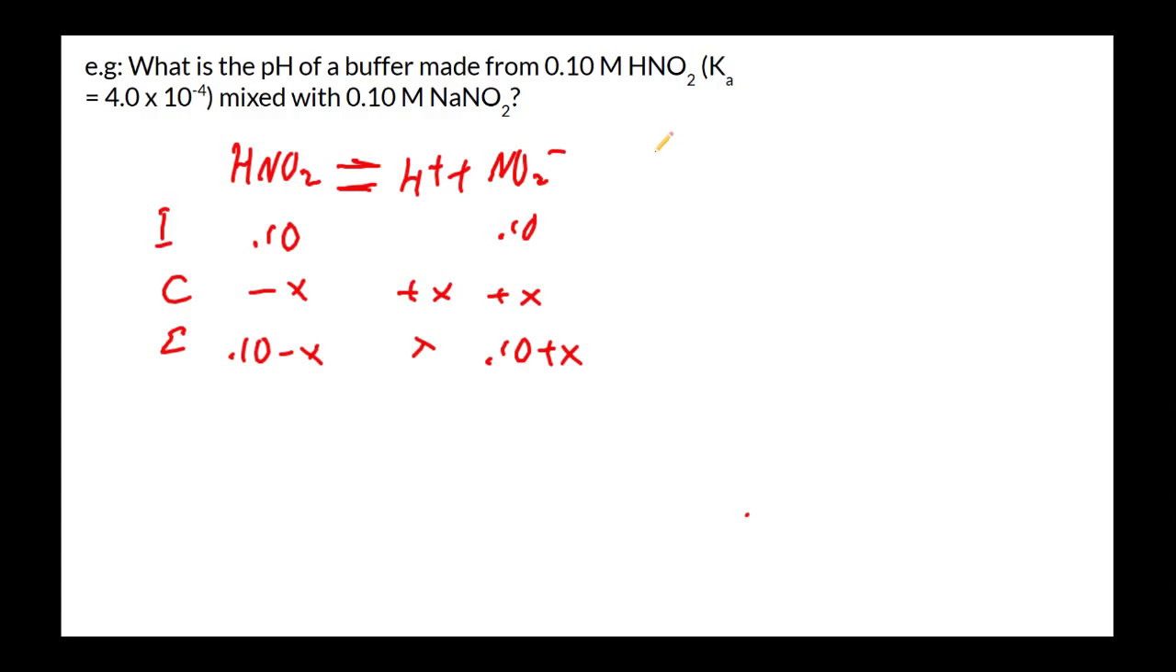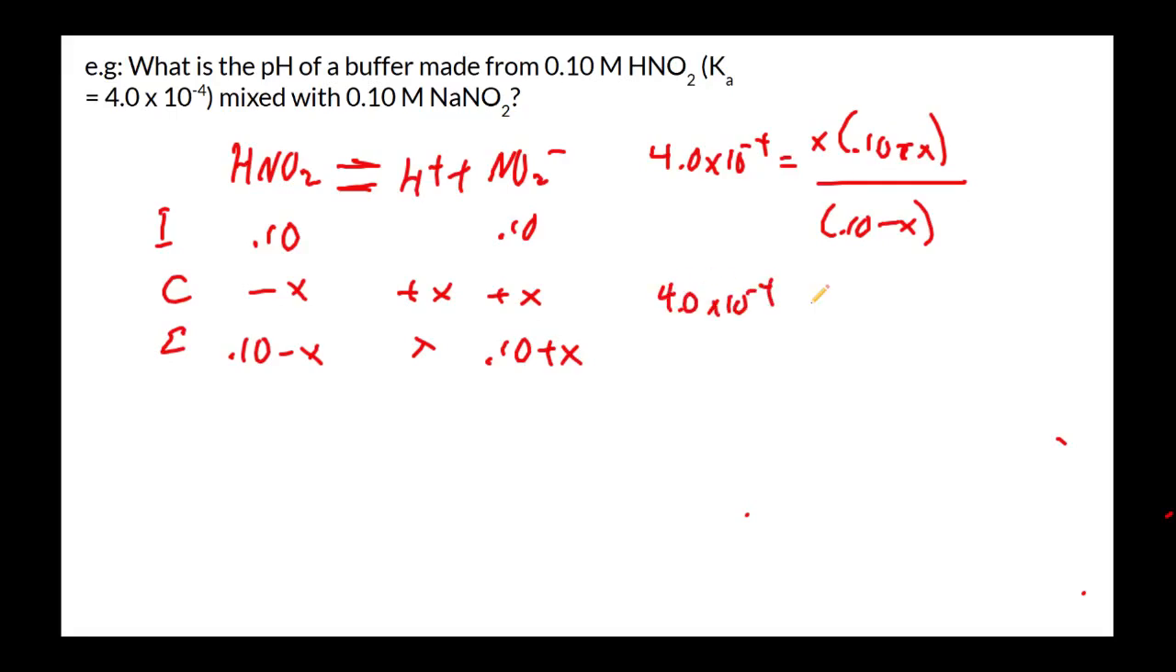So Ka, which is 4 times 10 to the negative fourth, will be equal to X times 0.10 plus X, that's the NO2 minus concentration, divided by 0.10 minus X as the HNO2 concentration. 10 to the minus fourth is pretty small, and that's always going to be the case for these weak acids. And so that means that X is ignorably small compared with 0.10. So this simplifies to 4 times 10 to the negative fourth is about equal to X times 0.10 over 0.10, or X is 4 times 10 to the minus fourth.